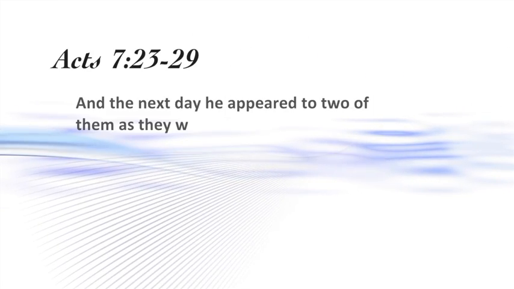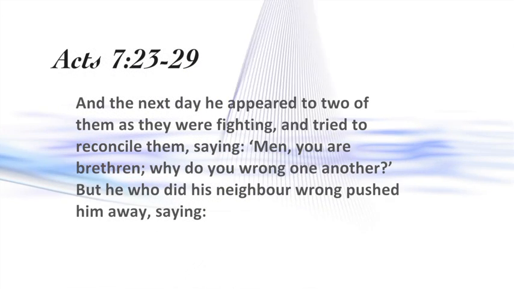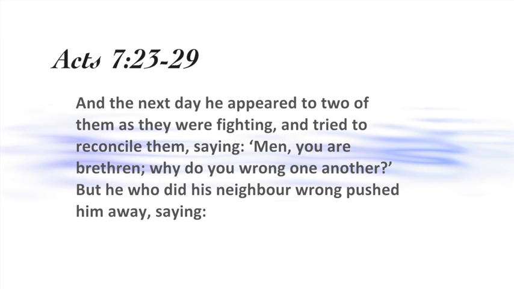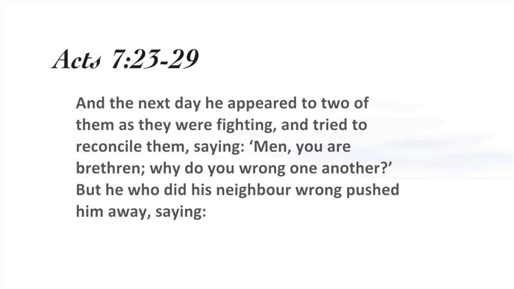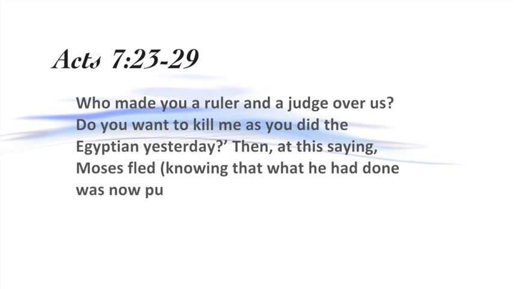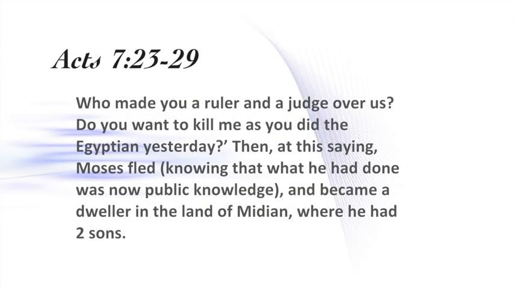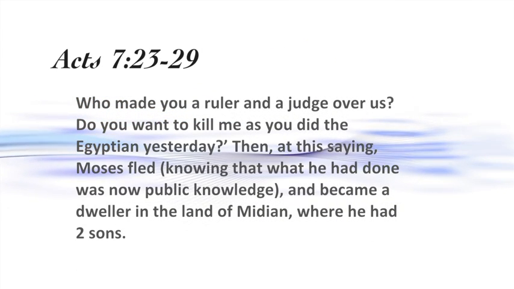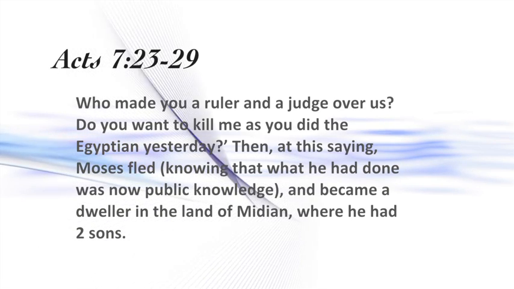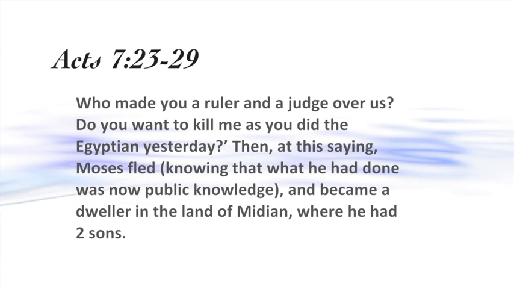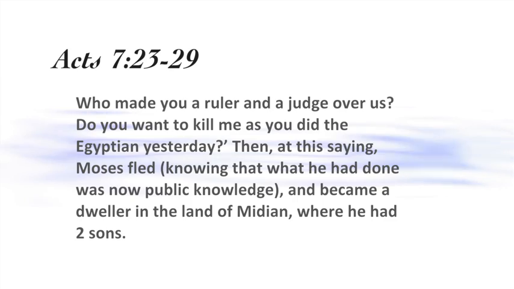And the next day he appeared to two of them as they were fighting, and tried to reconcile them, saying, 'Men, you are brethren. Why do you wrong one another?' But he who did his neighbor wrong pushed him away, saying, 'Who made you a ruler and judge over us? Do you want to kill me, as you did the Egyptian yesterday?' Then at this saying Moses fled, knowing that what he had done now was public knowledge. And he became a dweller in the land of Midian, where he had 2 sons."